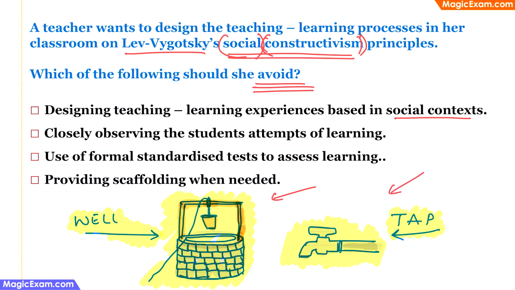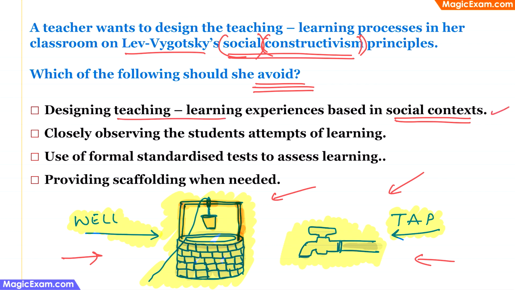Whereas if I am talking to children in a village school, then they might be able to identify that a well can be a source of water. And many of them may not have taps in their houses, right? So this is using socially contextual examples. So a teacher should use social context in the teaching and learning experiences. Therefore, this is a correct statement.